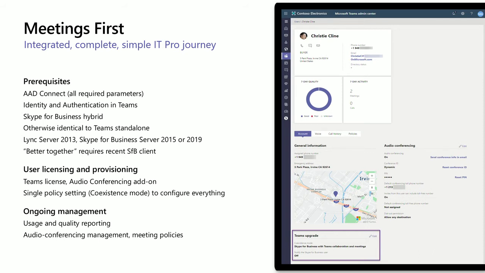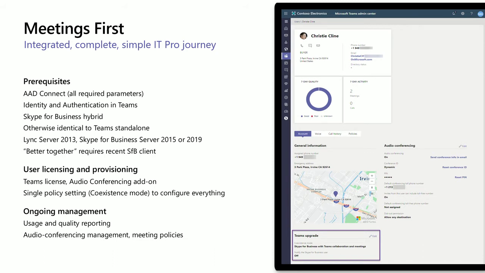The really cool thing about all of this is it is one policy that you set that makes the magic happen. It's the simple coexistence mode that we use that will enable this feature set for your users. So as long as you have these prerequisites met, make one change to the coexistence mode, and we're off and running. I'll show you how to do that in a little bit.